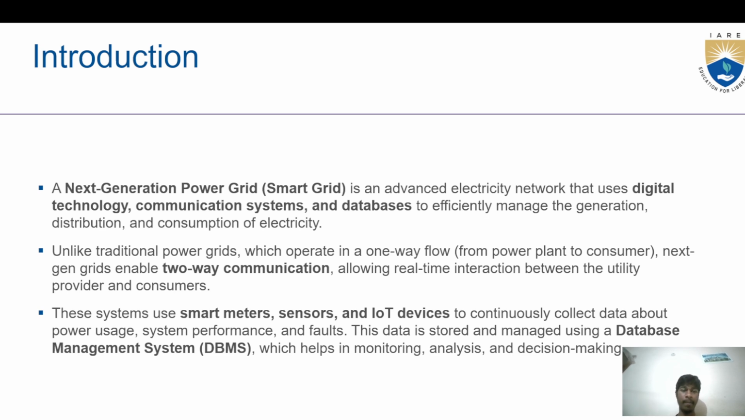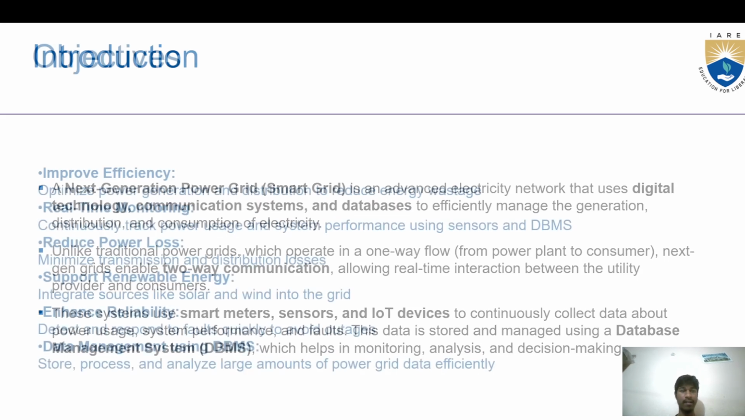These systems use smart meters, sensors, and IoT devices to continuously collect data about power usage, system performance, and faults. This data is mainly stored in database management systems and is managed according to the user's inputs and outputs, which helps in monitoring, analysis, and decision making. This is what the next-gen power grid is all about. Let's look into challenges, objectives, abstract, etc.